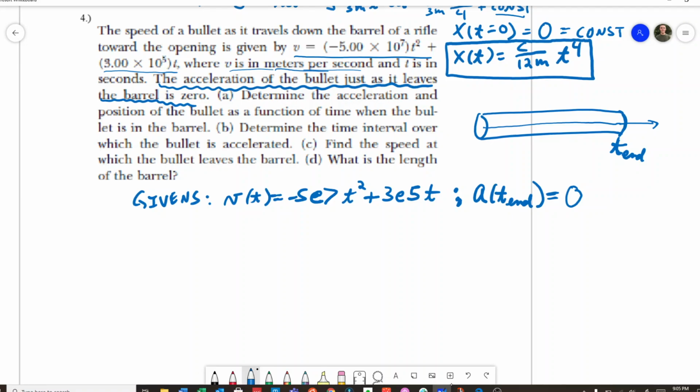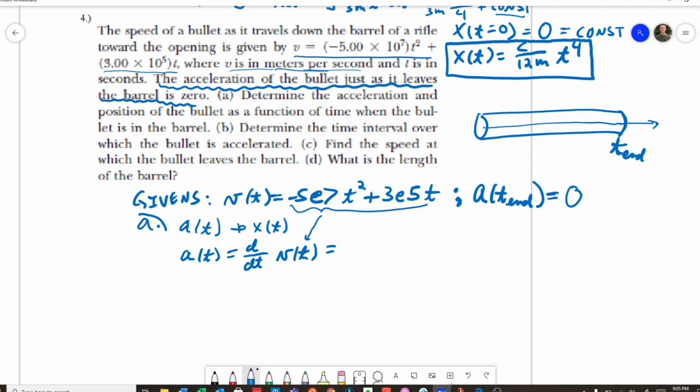Okay. Part A asks, determine the acceleration and position of the bullet as a function of time when the bullet is in the barrel. So A wants acceleration as a function of time and position as a function of time, right? Okay, well, let's do the easy one first. Acceleration as a function of time is just the derivative of velocity as a function of time. And since that's known to us, we can just take the derivative of this function here.